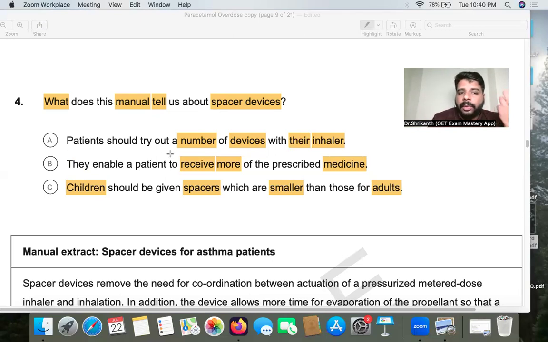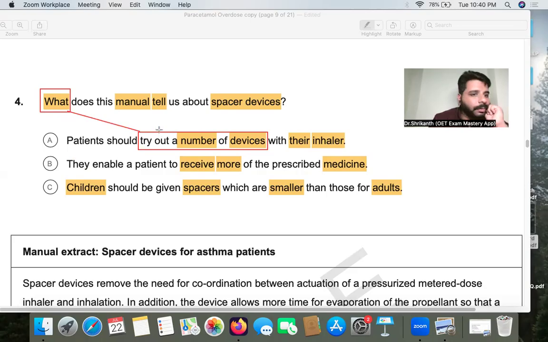Patients should, so what's the verb over here? Patients should try out a number of devices with their inhaler. Now see, try out a number of devices. That is the action over here, and that is what this manual is telling us. Okay, what is the manual telling? It is telling you should try out a number of devices.